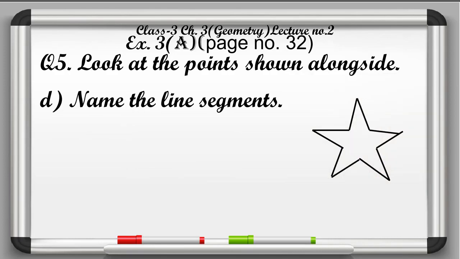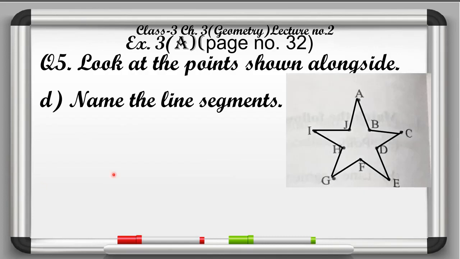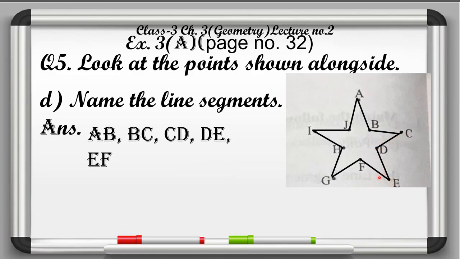Now in D part, we have to name the line segments. So here we will write first line segment, that is line segment AB, then BC, then CD, then DE, after that EF, then FG, then GH, then HI, then IJ, and the last one is JA. So these are the names of line segments.